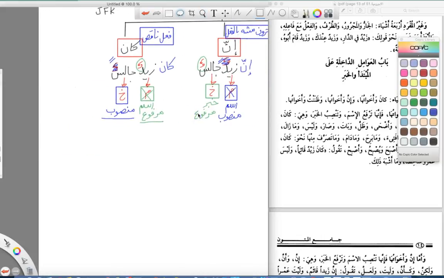So okay, fi'l naqis. Now let's look at fi'l naqis. There are 13 of fi'l naqis that he mentions, including kana. So including kana, how many members of their family? 13 members of the kana family. There's that one crazy one, one clever one, one good looking one, one ugly one, all those. The kana family.